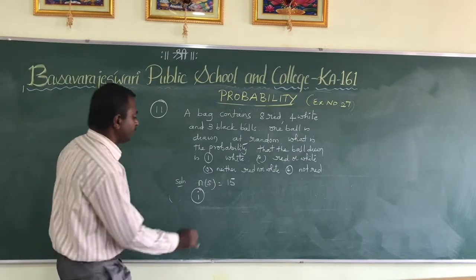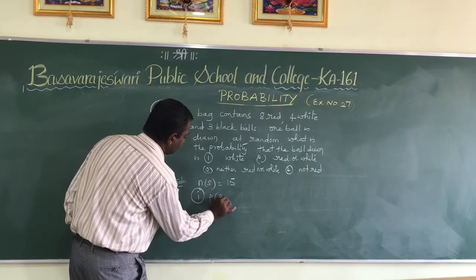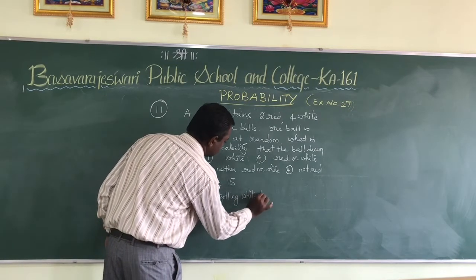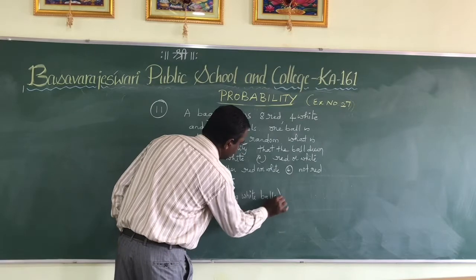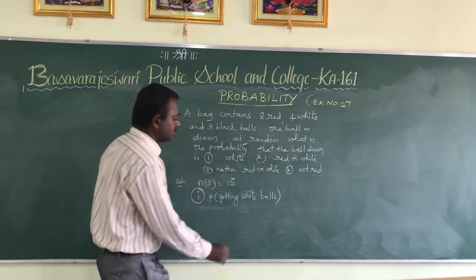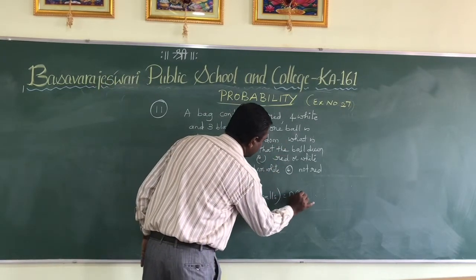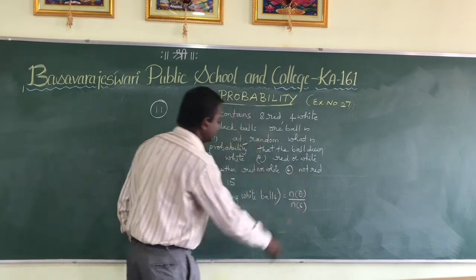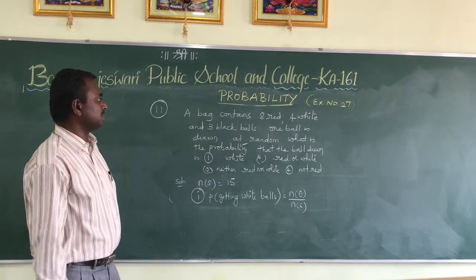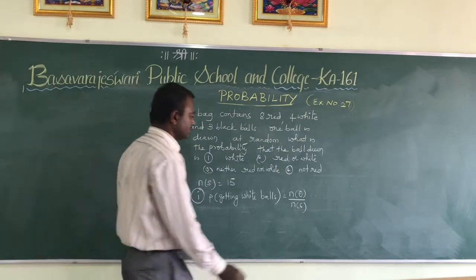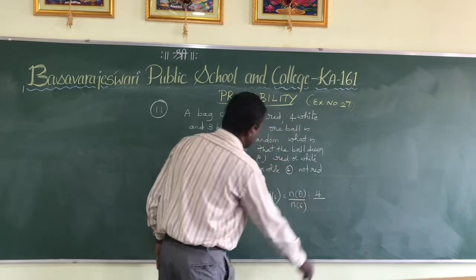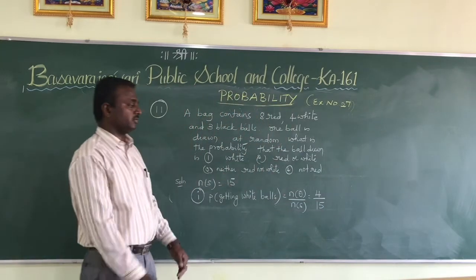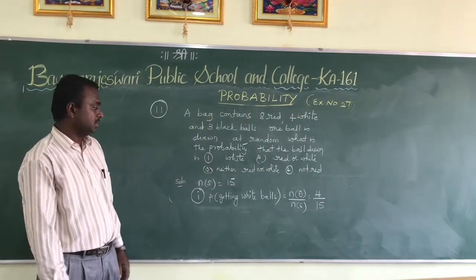So probability of getting white balls is equal to n of W by n of S, or we can say n of E, the event. So how many white balls are there? So 4 white balls are there. So therefore n of E becomes 4. Total number of balls is 15. So 4 by 15. We cannot simplify further, isn't it?